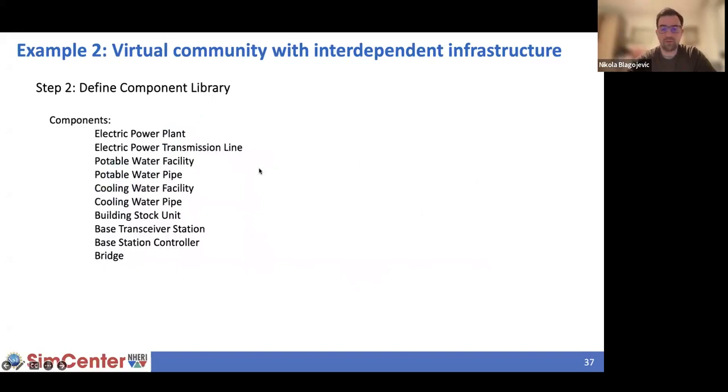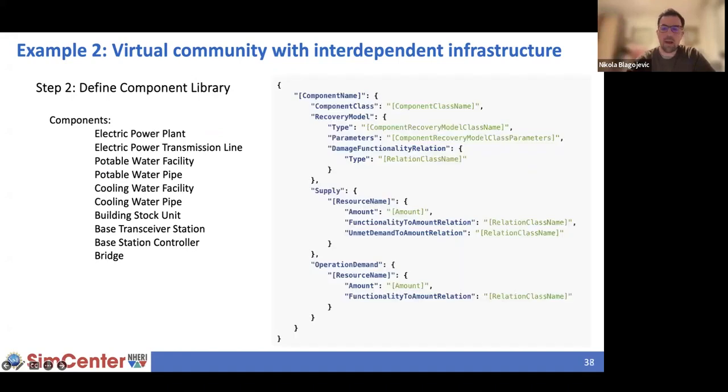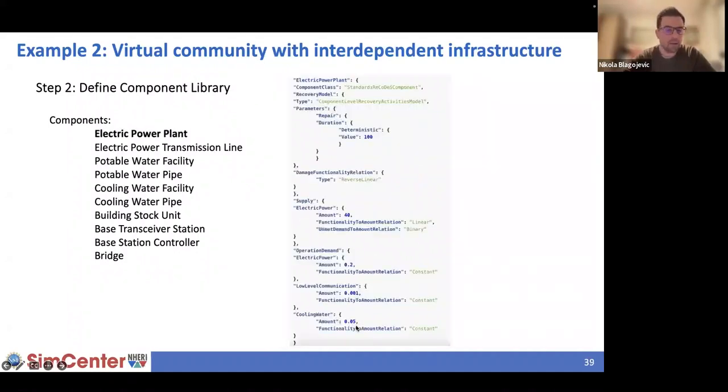Then step 2 would be to define the component library file. So here you can see the list of all components which are considered in this example, and you need to define one section per each component. And the way in which this section would look like is outlined here. You have all of this also on pyrecodes webpage. The point is you have the component class, the recovery model of the component, and then component supply and demand parameters. Now let's see how this looks like for a power plant in this example.